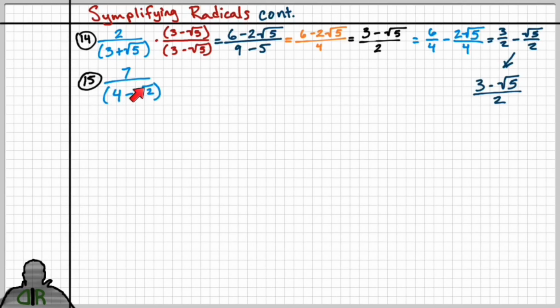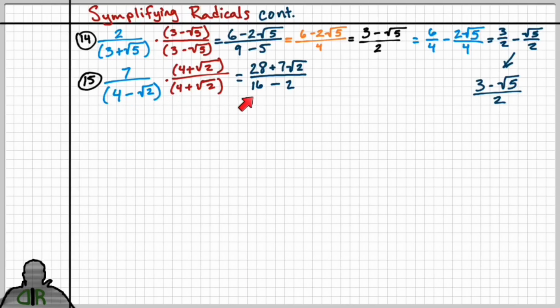Let's look at the next example. Again, we've got this root on the bottom. We need to take care of it. So what can I do to take care of that root? Look at what we did in the previous example: we wanted to multiply by the conjugate of this. So what would the conjugate of 4 minus root 2 be? Well, that would be 4 plus root 2. That needs to be written as a 1, so make sure it's the same on the top and the bottom. And then we're going to multiply it out just like before.